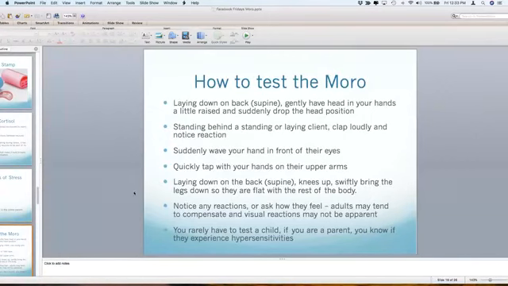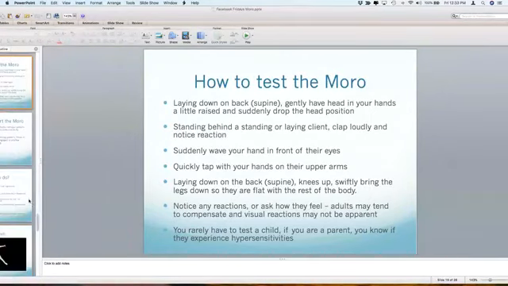So how to test the Moro. If you're testing a child, you don't have to test them because it's pretty obvious when they are hypersensitive and startle easily. It's pretty obvious when a child has an active Moro. If they're dominating the situation, it might be subtle and then you need a test. And if you're an adult, you might be able to compensate, and so then you also might not need a test.